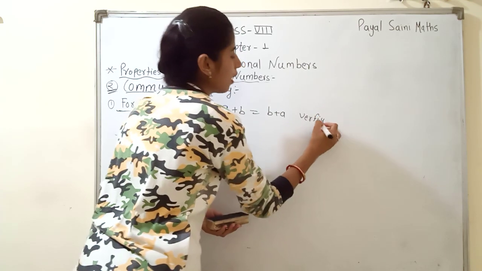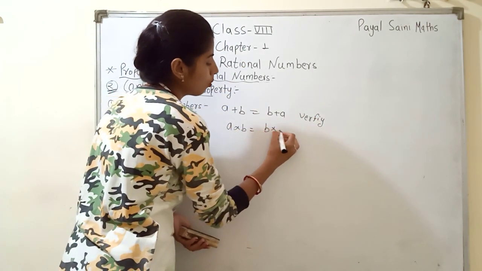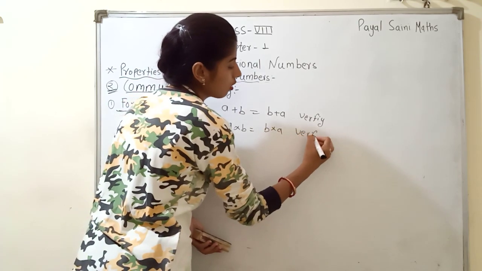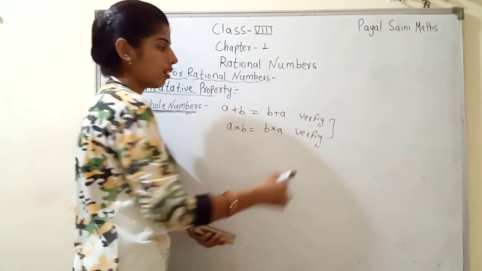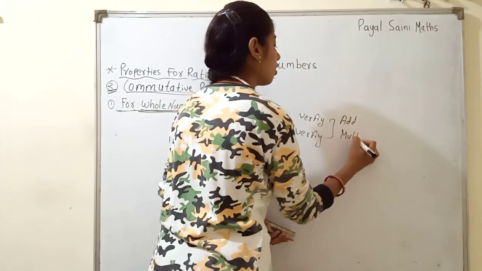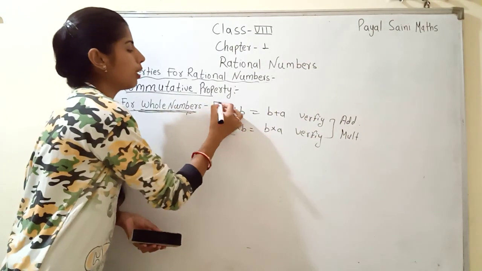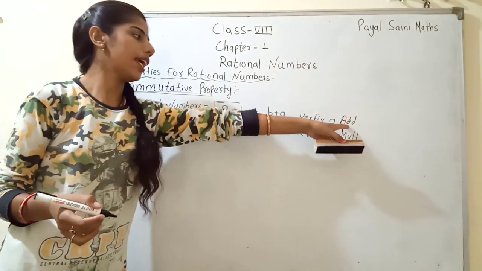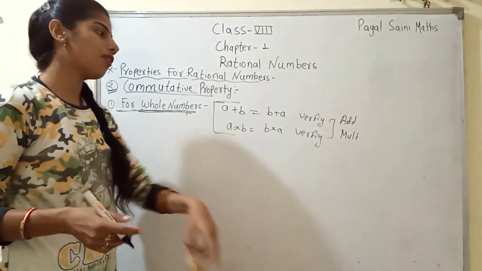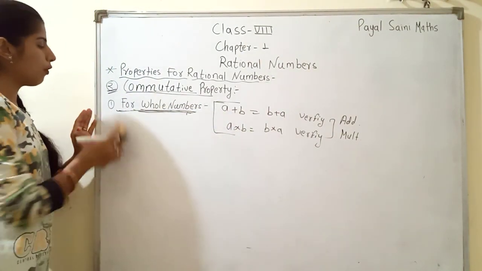Verify. Then next, verify A into B equal to B into A. Verify. It means addition and multiplication are verified. Only remember and learn that addition and multiplication are verified. Then the other two operations are not verified. Now we start the second.